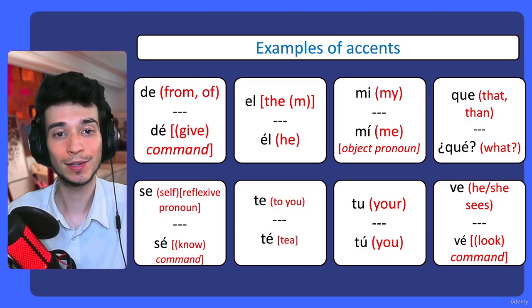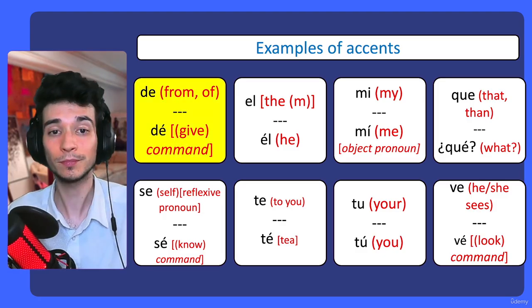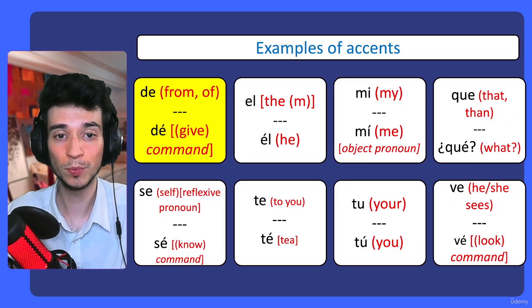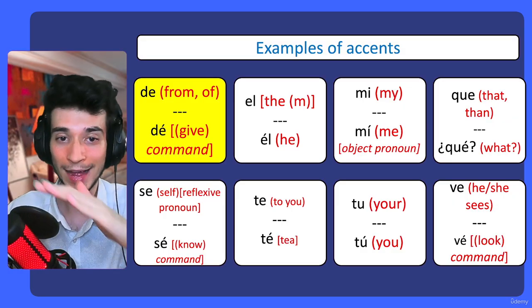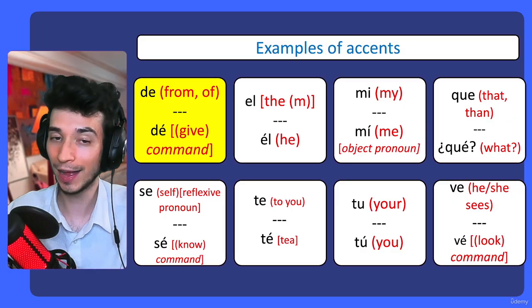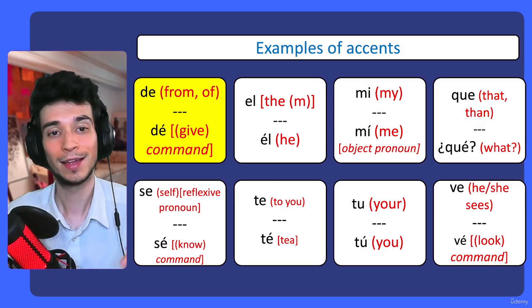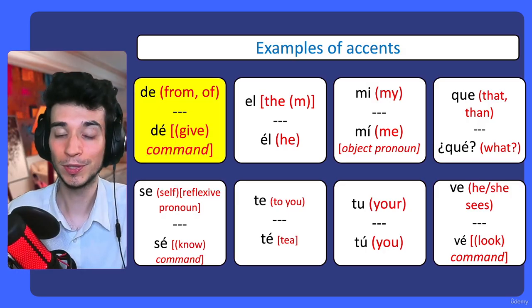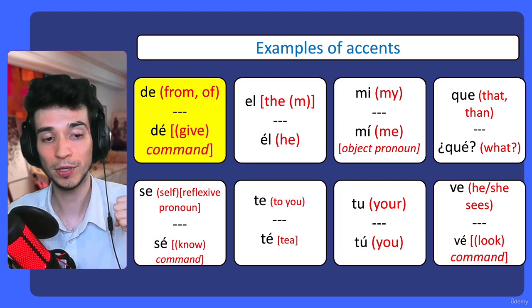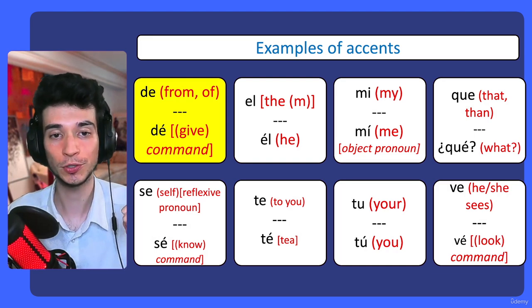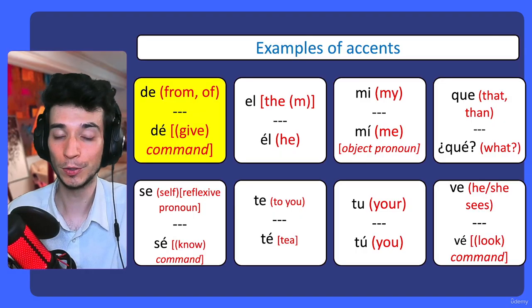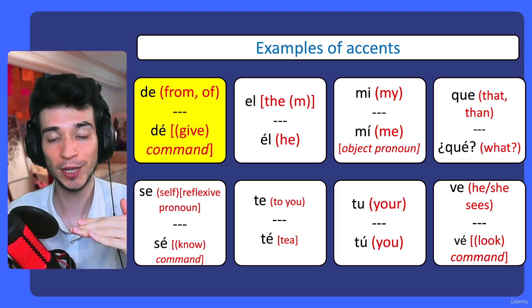So, for example, here we have de. De means from or of. But if you say dé with an accent, it's basically a command for give. So to give, dé, give it, dé. So dé is more like a command, but in one of the more advanced conjugations. So there's a conjugation where you give commands to people. So this is where it comes from. It's one of those conjugations.